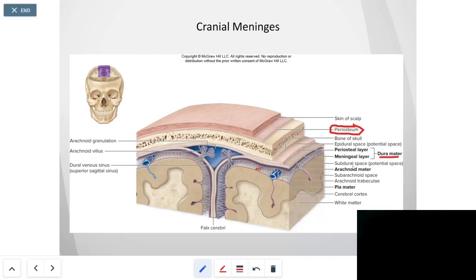2 subdivisions, what's the outer layer of the dura mater called? Periosteal, okay, so P, and then meningeal is going to be the inner layer. So just always have that in mind. One way you could get comfortable with the layering is to think about which letter comes later in the alphabet. P comes after M, so it's going to be higher, so it's the outer layer. Meningeal will be the deeper layer.